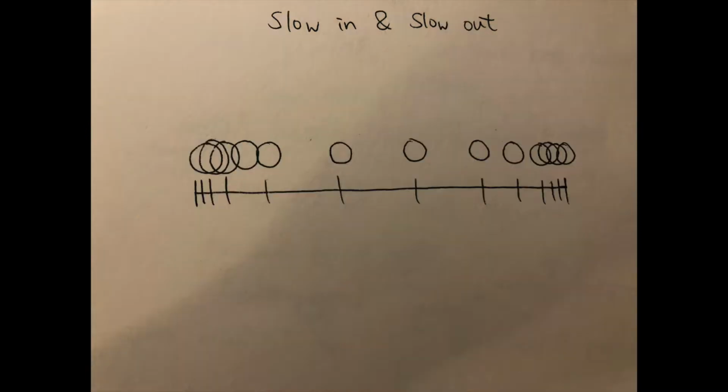Let's move on to the slow in and slow out principle. Based on the laws of physics, a moving object always needs time to accelerate and slow down at the extreme poses, for example, when running.